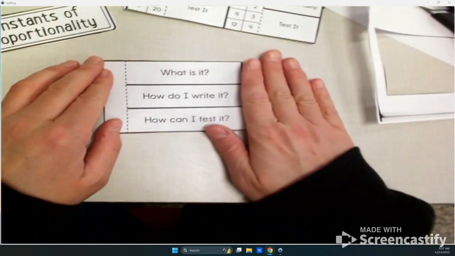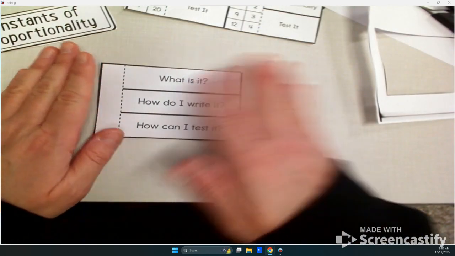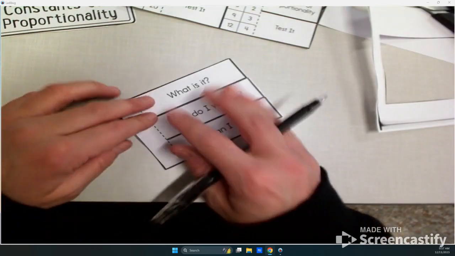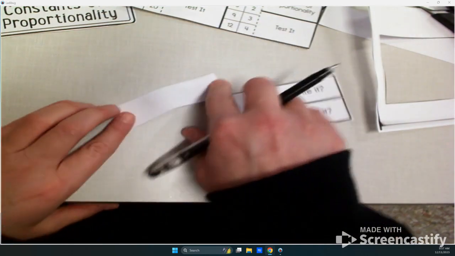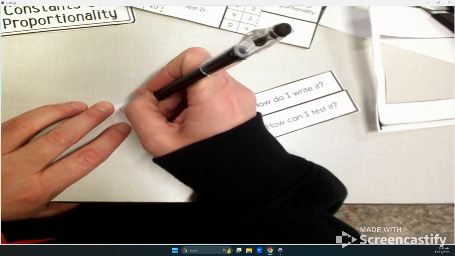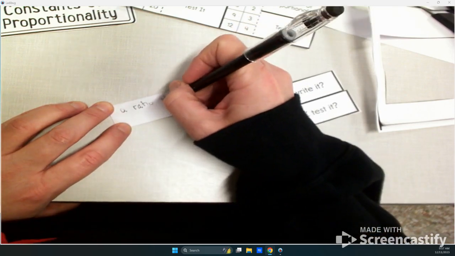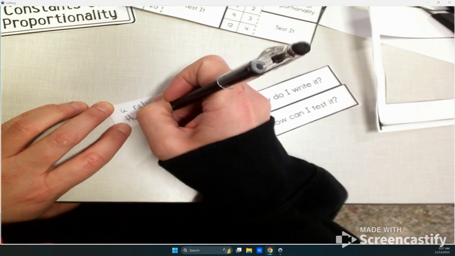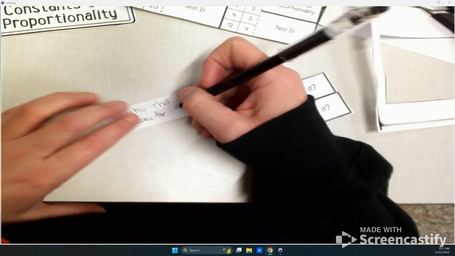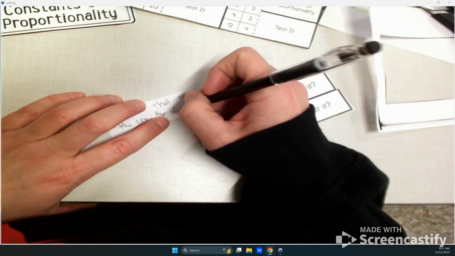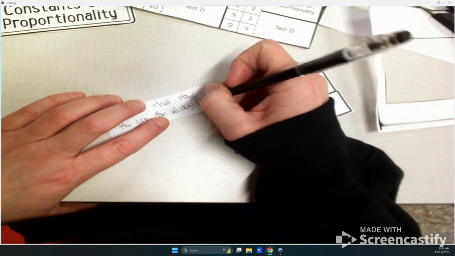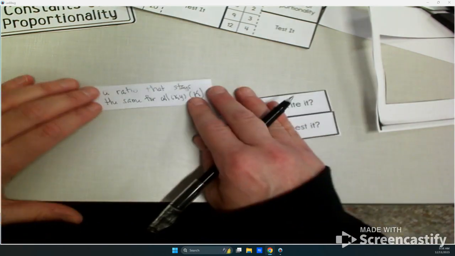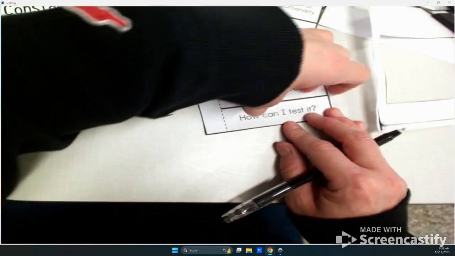So now I'm going to tell you what's going to be going on the flaps. If you're going to cut those like that and come back. Okay, so on the back of what is it? What is the constant proportionality? Well, the constant proportionality is a ratio that stays the same for all x, y. So we're going to call that k. So it stays the same. It's also the unit rate. All right, so there we got that part.